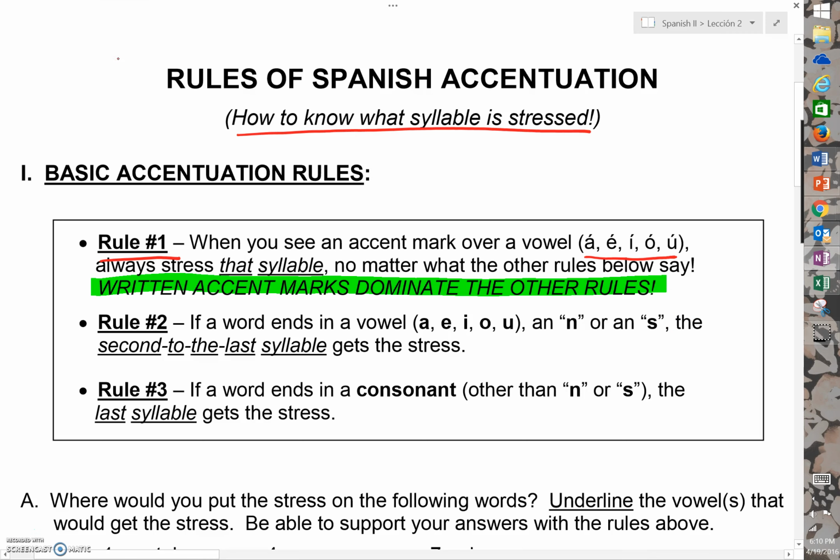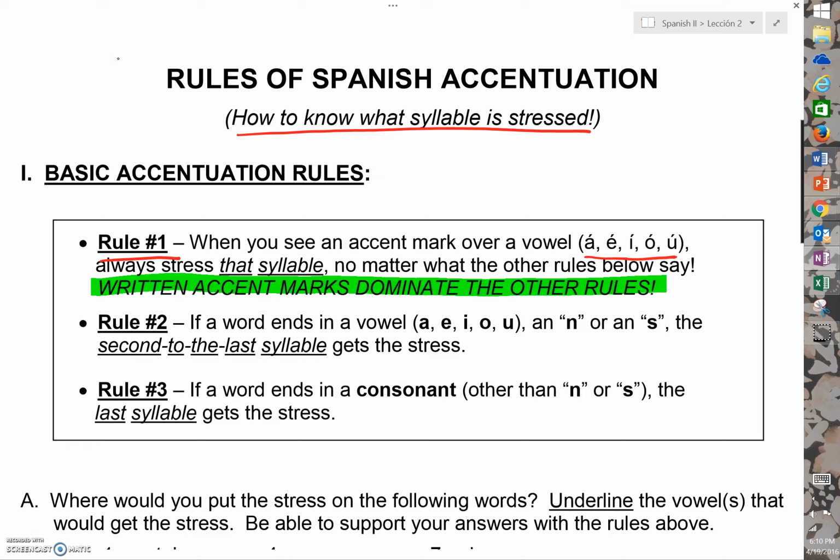Rule number 2 says that if a word ends in a vowel, N or S, the second to the last syllable gets the stress. Rule number 3 says if a word ends in a consonant other than N or S, the last syllable gets the stress.